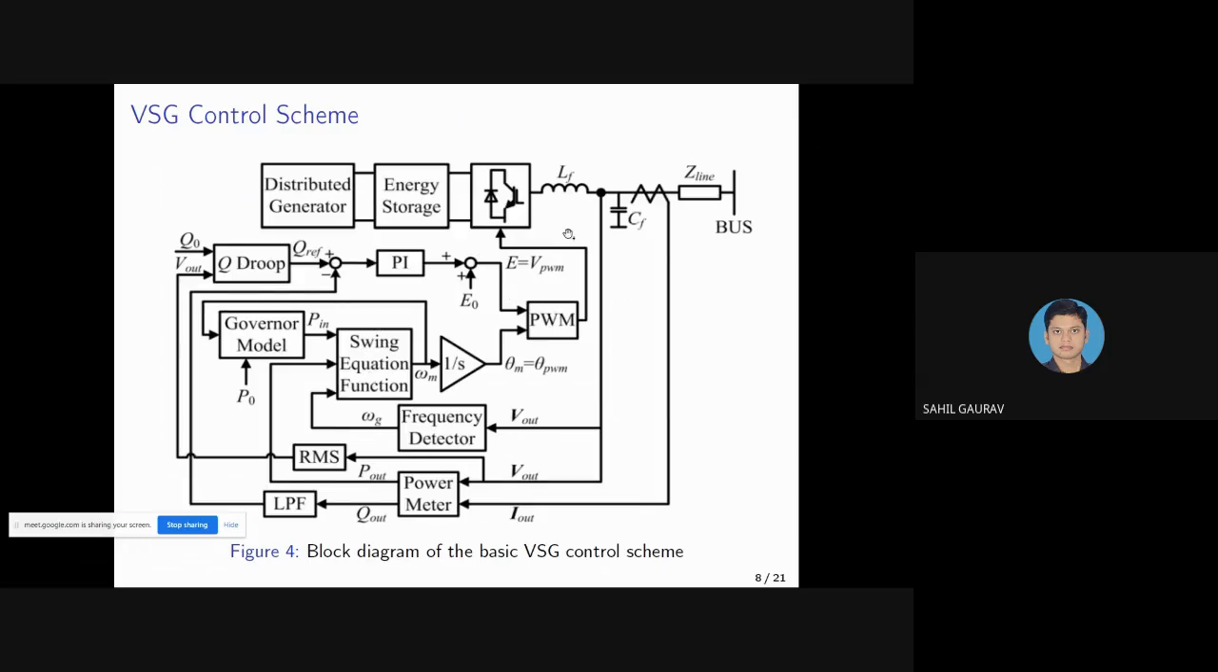Here we can see that using voltage and current sensors, we sense the voltage output and current output, and we measure the power, and with the PLL mechanism, we detect the output frequency. This P out is fed to the swing equation block, and Q out is compared with the Q reference. The governor model is the P omega droop control, and here the Q droop and PI together combine to form the AVR of the traditional synchronous generator.